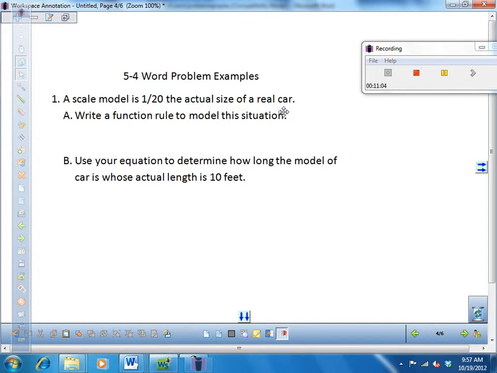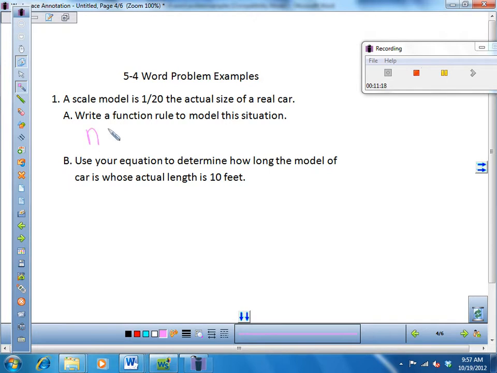A scale model is 1/20th the actual size of a real car. Write a function rule to model this situation. So say you have a model. This is the model, and this is the real car. So where does that 1/20th go? Does it go in front of the R or in front of the N?